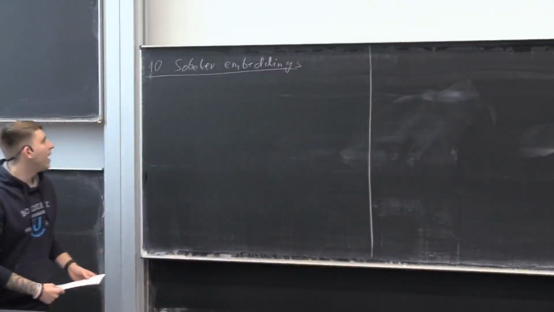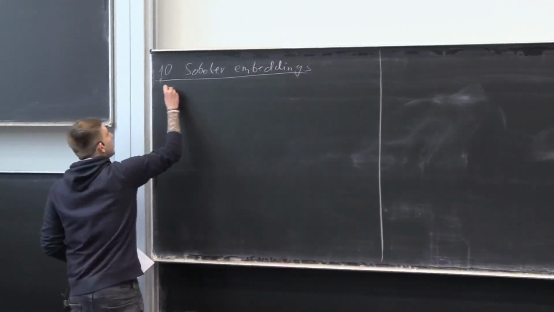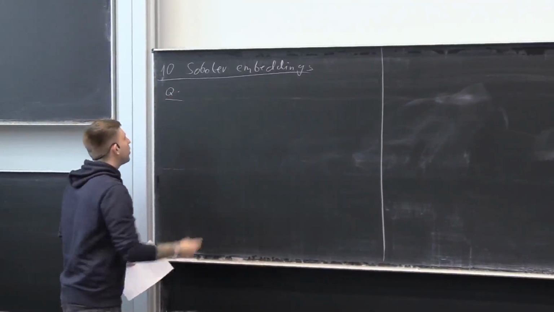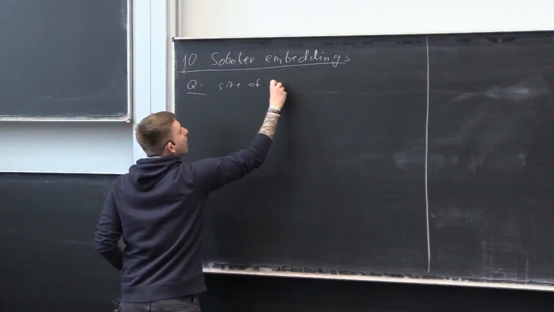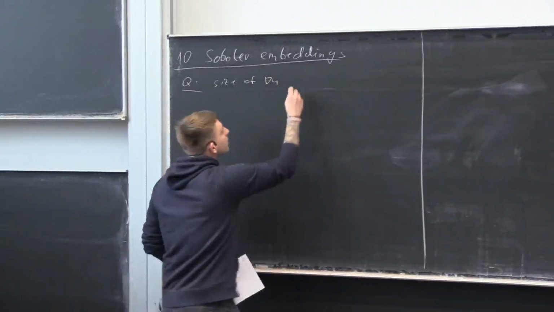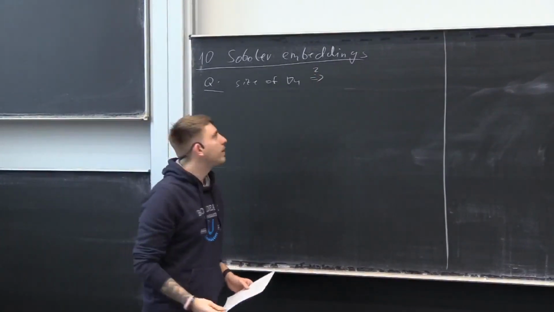Today's topic is Sobolev embeddings. And roughly speaking, this is the question: if we know the size of the gradient of u, does this give any information about size or regularity of u itself?